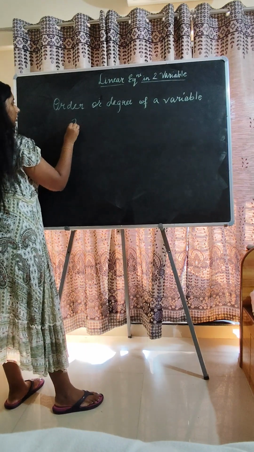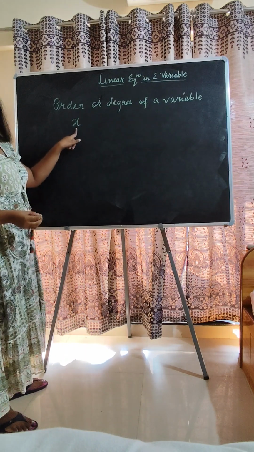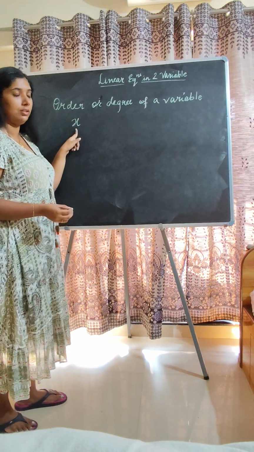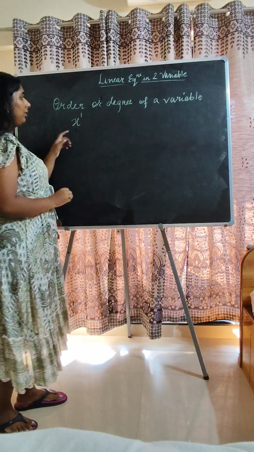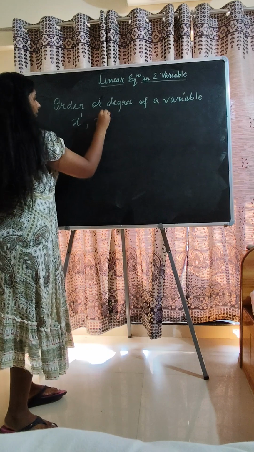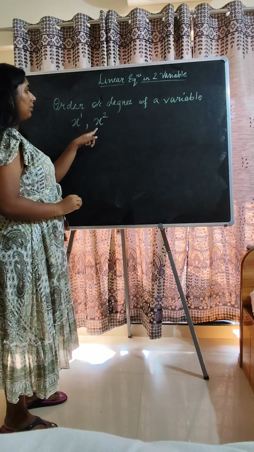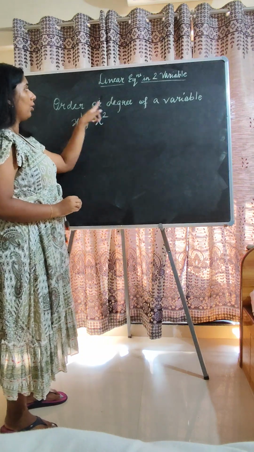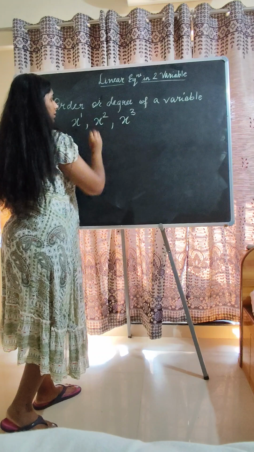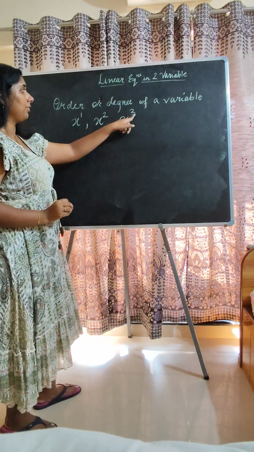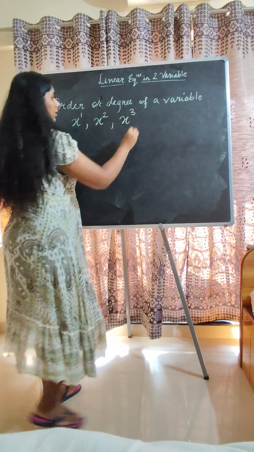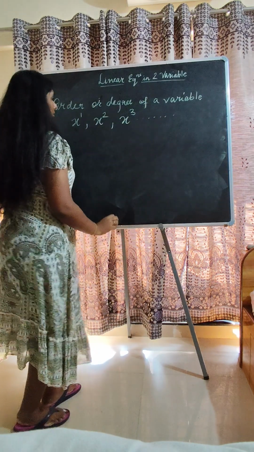When the variable is by itself, the order of the variable is 1. That means the power standing along with the variable is 1. When it is 2, the power of the variable or the degree or the order of the variable is 2. When it is 3, the order of the variable or the degree of the variable or the power of the variable is 3, and so on and so forth.